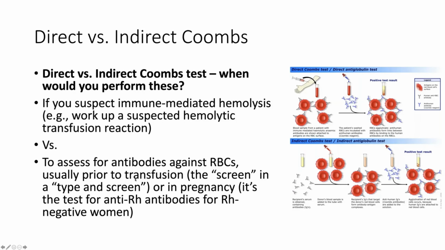Indirect Coombs test is to assess for antibodies against red blood cells, usually before transfusion or in pregnancy. So these would be the most common: a type and screen and the anti-Rh antibody test would be the most common indirect Coombs tests. Versus direct, where you're looking at whether the cells already have the antibodies. I hope that makes sense. This is probably the most important thing for you guys to remember about the Coombs test: when would you use them? And this is also the thing that didn't make sense to me for many years. I know that I didn't explain that perfectly. So what questions do you guys have?